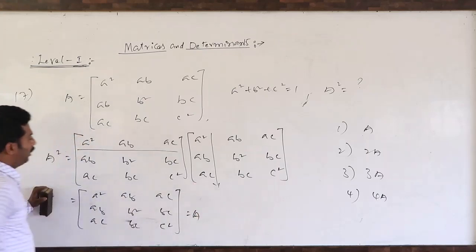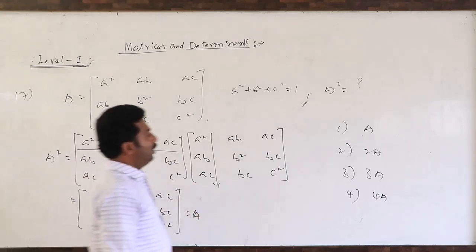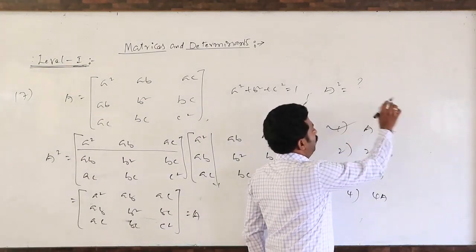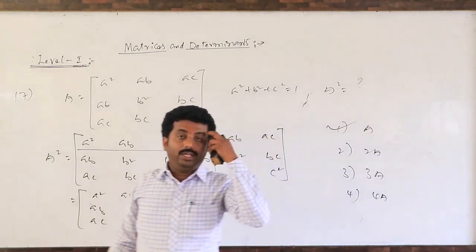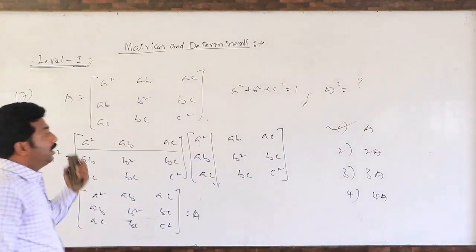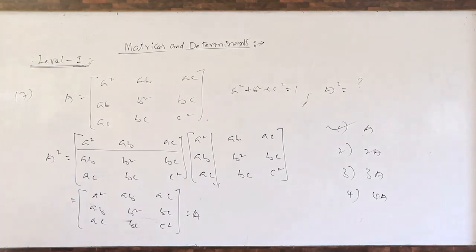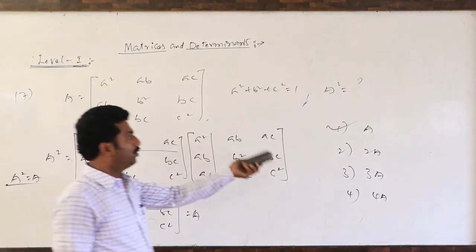So nothing but A squared equals A. A squared equals A means that it is an idempotent matrix. You have to answer like this.